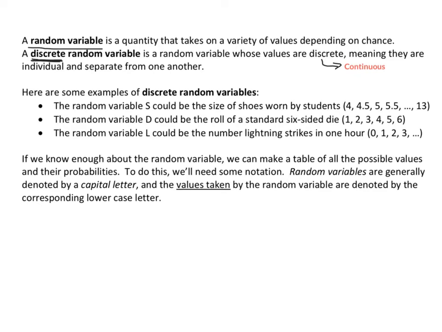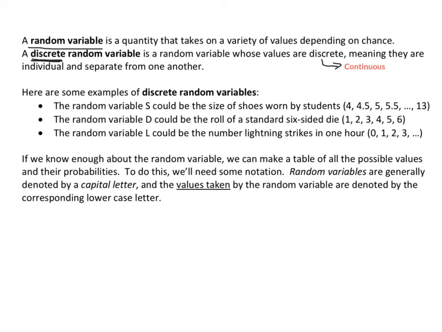The random variable D could be the roll of a standard six-sided die. So you could get 1, 2, 3, 4, 5, 6. All of those outputs of the random variable are individual and separate from one another. The last example shows that a discrete random variable doesn't have to have some defined endpoint. It could go on for a long period of time. The random variable L could be the number of lightning strikes in an hour. There could be 0 lightning strikes, there could be 1, 2, 3. In a really wild storm, there could be 100 or 500. There just needs to be an upper limit. What's important for a discrete random variable is that the values are individual and separate from one another. So these are all examples of discrete random variables.